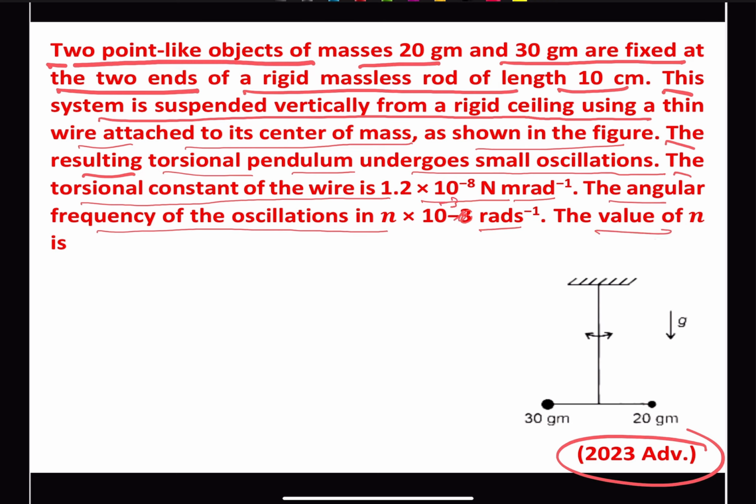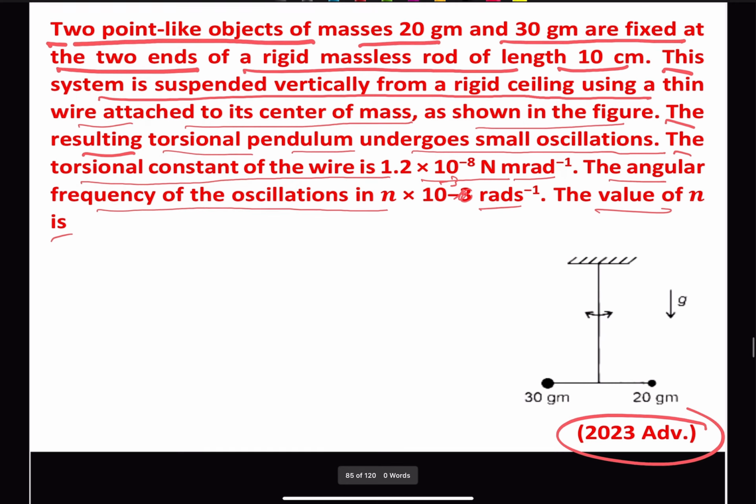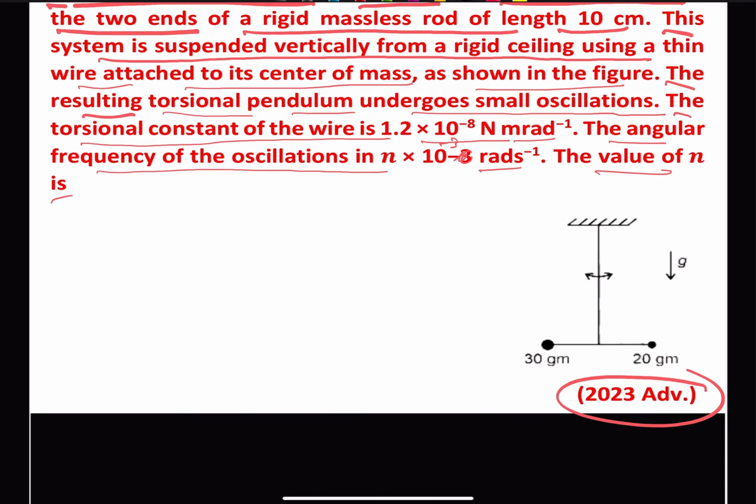The value of n is, so the basic figure is given to us, 30 gram and 20 gram, and it is rotating along this direction like a pendulum, and we are supposed to find out its frequency of oscillation.